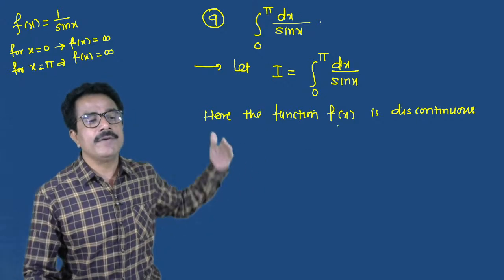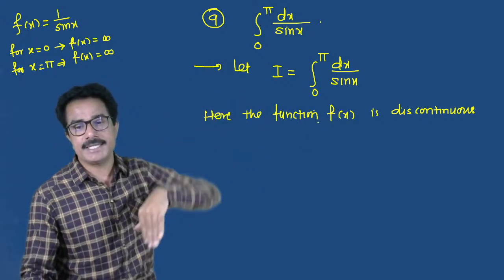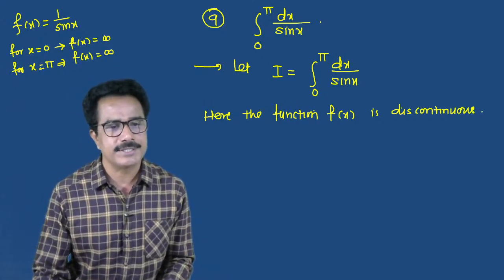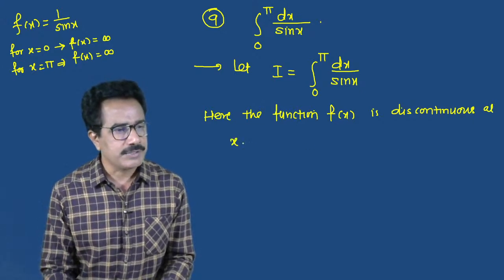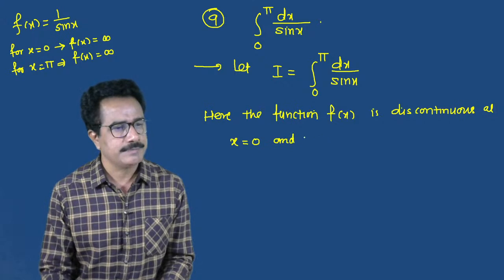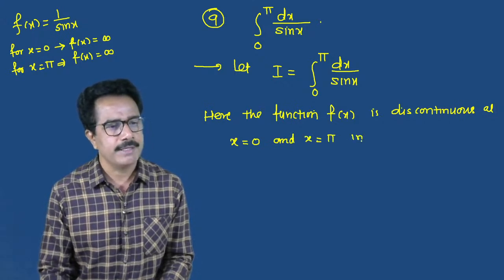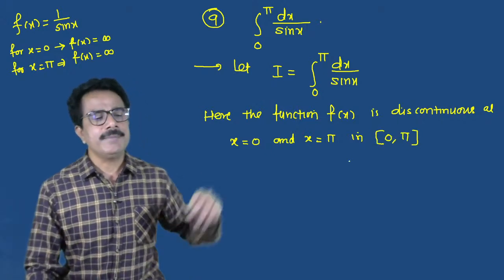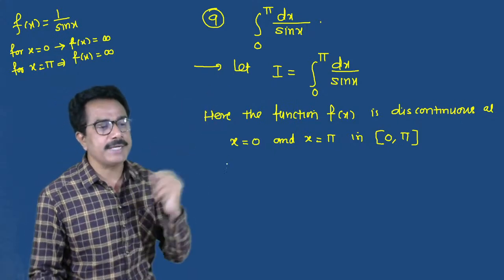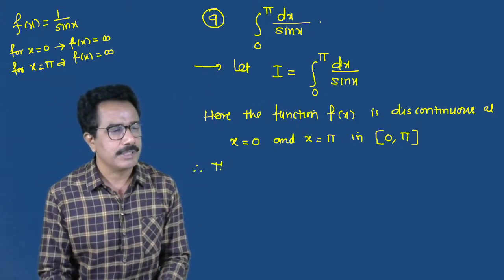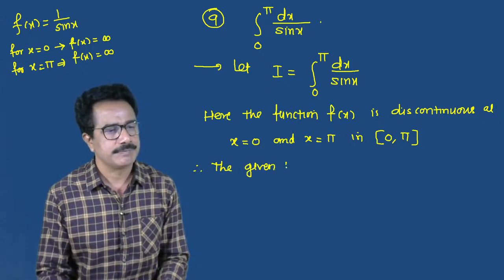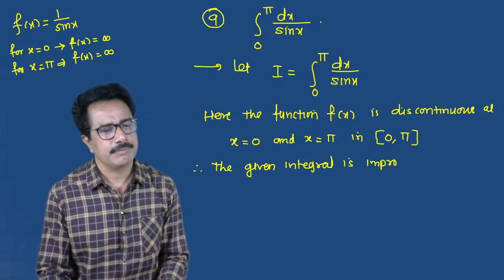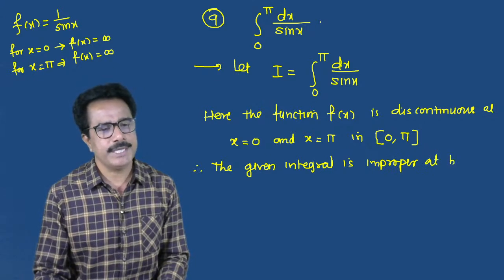This means the function is discontinuous at both ends. It is important to see that the function is discontinuous at x equals 0 and x equals pi in the domain 0 to pi. That means the given integral is improper at both ends. Therefore, the given integral is improper at both ends.